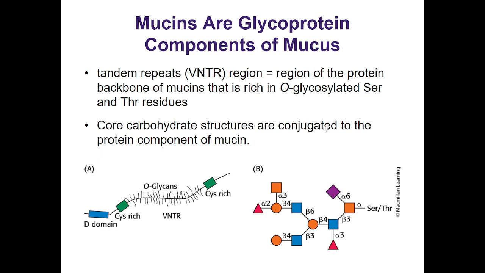Your core carbohydrate structures are going to be conjugated to your protein component of your mucin. And so this right here, again, is the cysteine-rich region. This right here is the total VNTR region. And again, these are going to be O-glycans right here, because that's the region that's rich in O-glycosylated serine-threonine residues. This right here is your D domain, by the way.